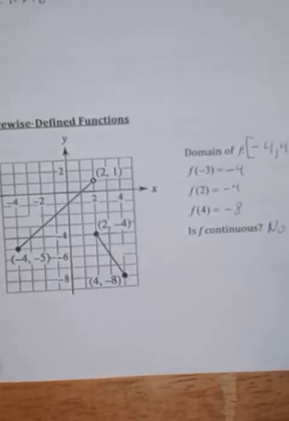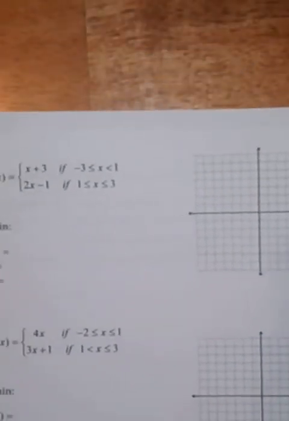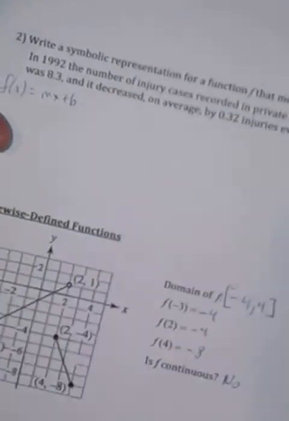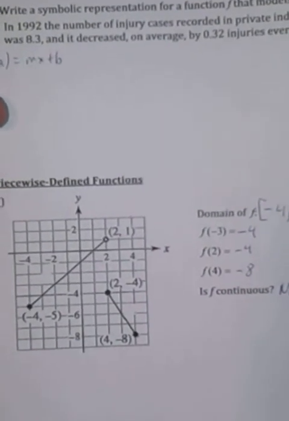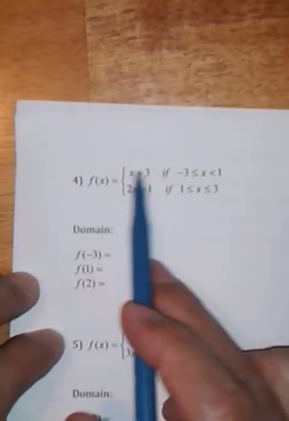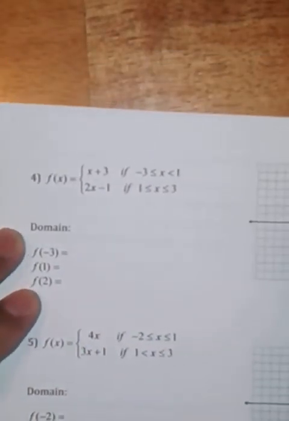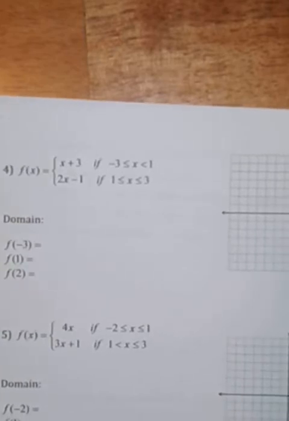Okay, let's go on to page 2. All right, and we look at number 4. For number 3, we were given a graph of the piecewise defined function. For number 4, we're given the definition of the function, that means in symbolic form. We will have to graph it. So, how do we graph it?